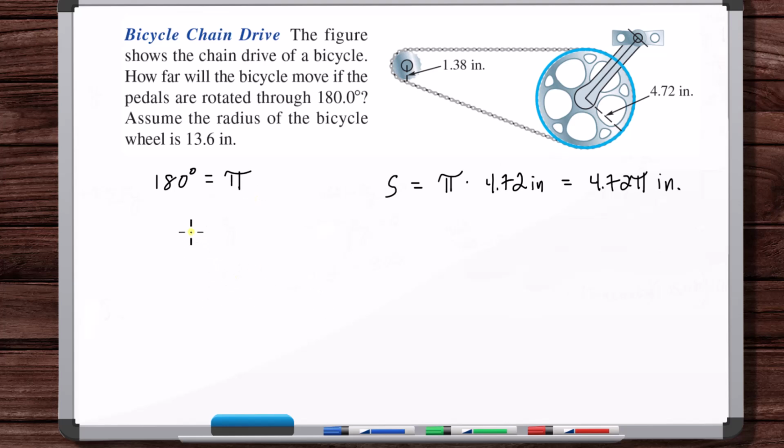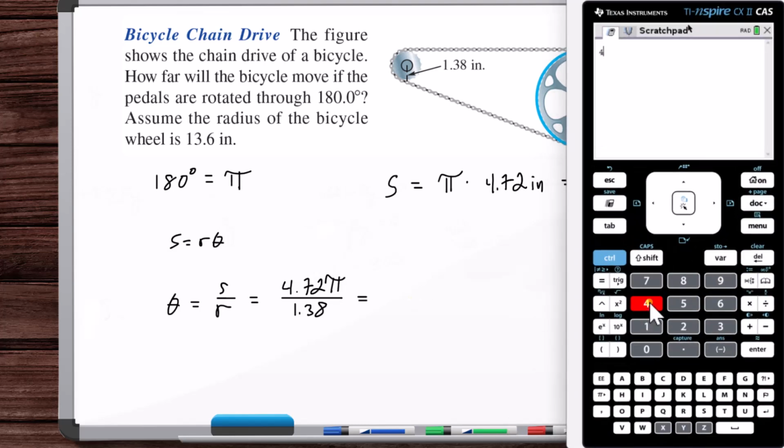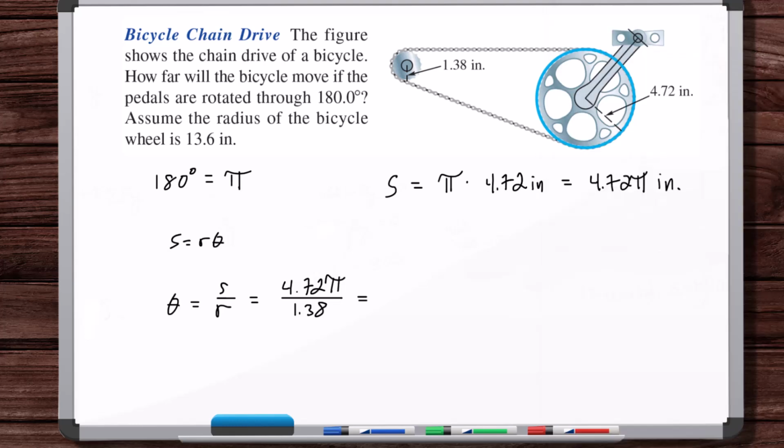All right. S is equal to R theta, so theta is equal to S over R. So we've got 4.72 pi divided by 1.38. Let's just get rid of that pi, we'll let that get absorbed into the calculation. So 10.75 radians. That's what this gear has rotated.